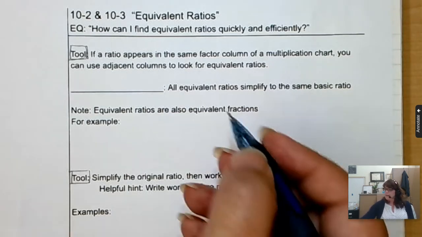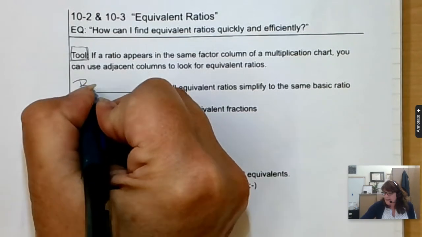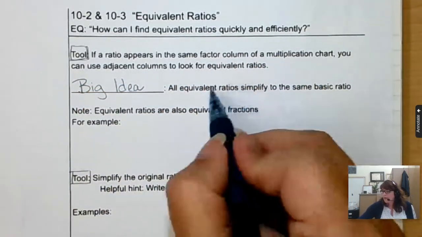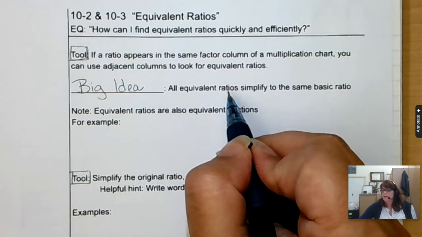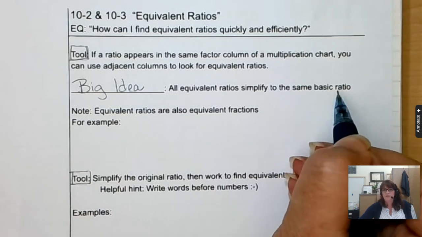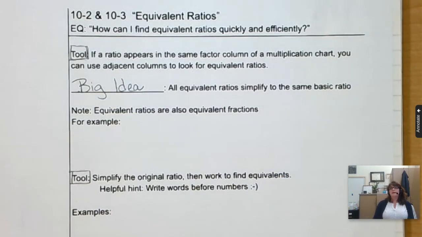Now, big idea, write this in. Big idea: all equivalent ratios simplify to the same basic ratio. If I say that something is equal to 2/3 and something else is equal to 2/3, then they also have to be equal to each other. And I will show you some examples.